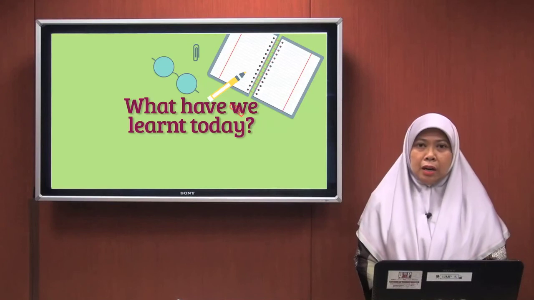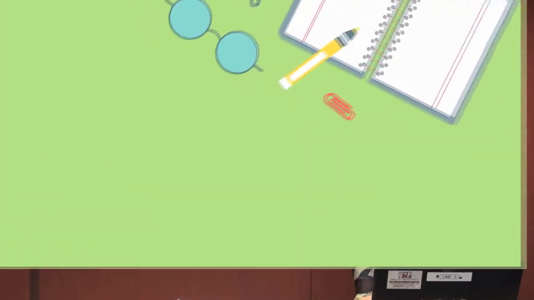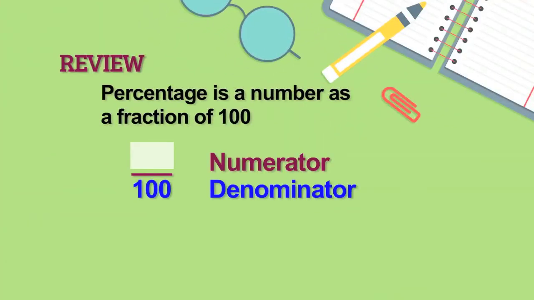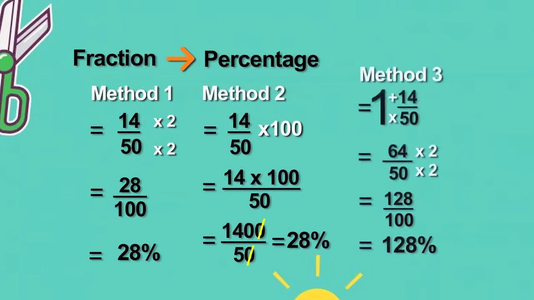We are almost to the end of our lesson today, so let's review what we have learned today. Percentage is a number as a fraction of 100. Whatever the numerator is, the denominator will always be 100. For example, 39 out of 100 is equal to 39%. If you want to change fraction to percentage, you can use the first method, which is multiply the denominator by a number to make it 100 and multiply the same number with the numerator. Or you can multiply the fraction with 100.